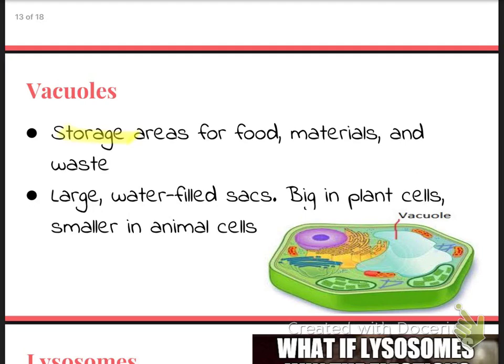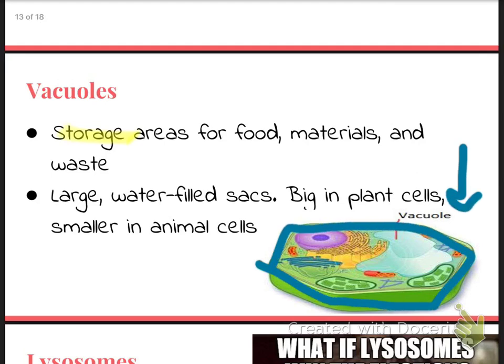So in the example down here, this is a plant cell because it has these very strong, rigid corners, right? So that's a plant cell, and it shows this huge vacuole right here. Now, in an animal cell, the vacuole would be more like that. Okay, so smaller in animal cells, but bigger in plant cells.